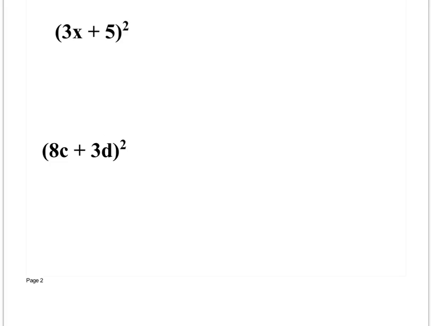So this is the square of a sum. So I take the square of the first one, 3 squared and x squared, so 9x squared, plus 2 times the first number times the second number. 2 times 3 is 6. 6 times 5 is 30. And then the square of the next one, which is 25. So there's my answer.